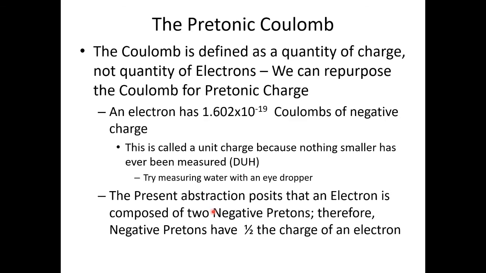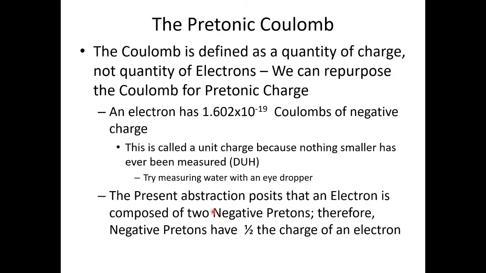And so we're going to define the Pretonic Coulomb, because the regular Coulomb is defined as a quantity of charge, not a quantity of electrons. We can repurpose the Coulomb for Pretonic charge. Since an electron has 1.602 times 10 to the minus 19 coulombs of negative charge, they call this the unit charge because nothing smaller has ever been measured.